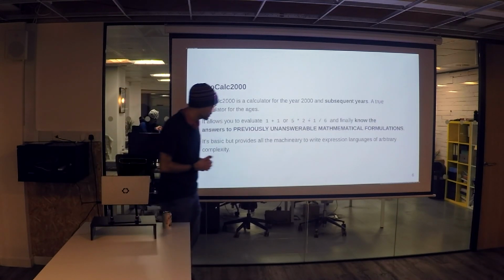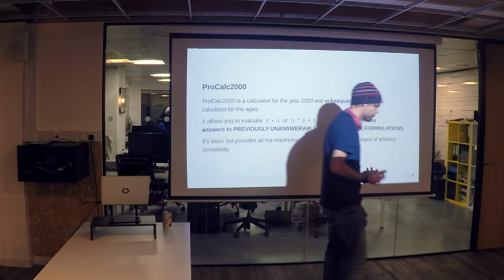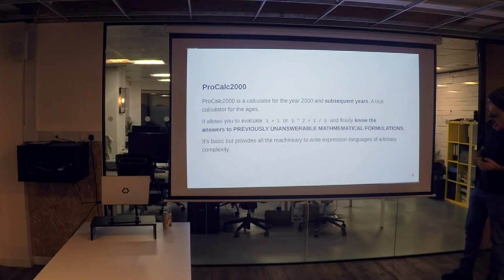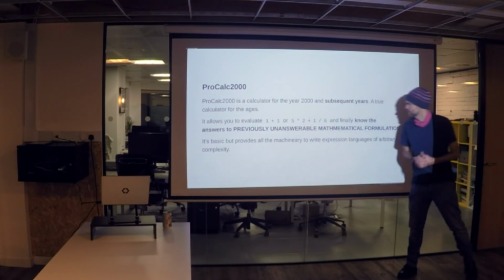So that brings us on to what we're going to be creating. We're going to be creating something called ProCalc 2000. It's a calculator for the year 2000 and subsequent years. And it allows you to evaluate simple arithmetic without division. Actually, I got rid of the division because it confuses things.